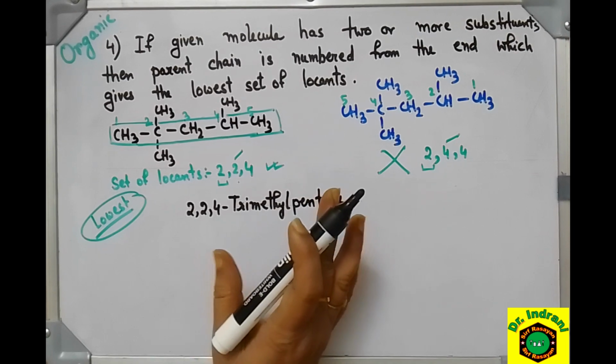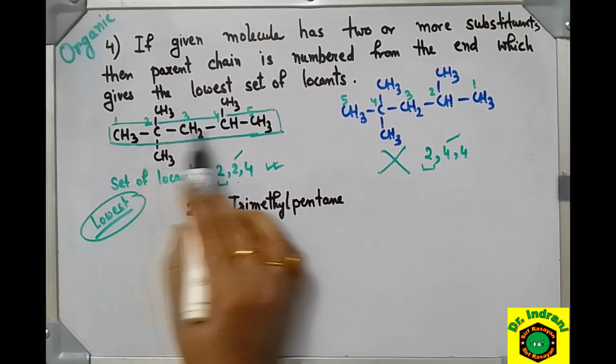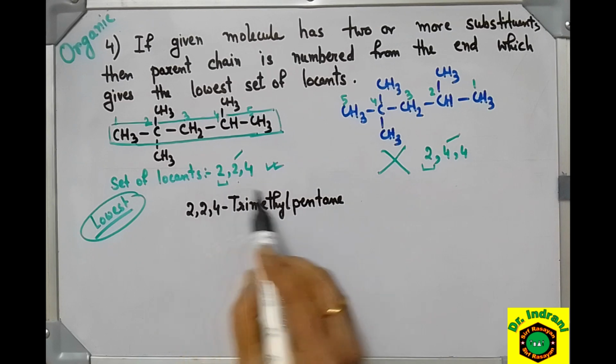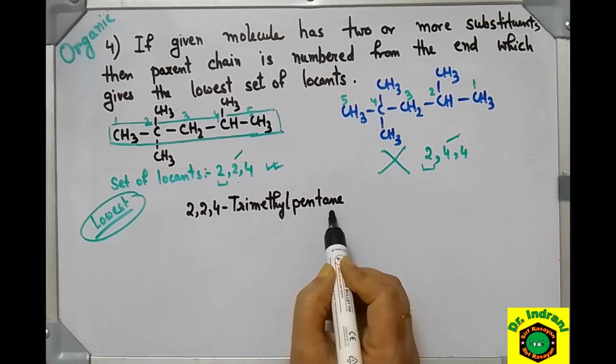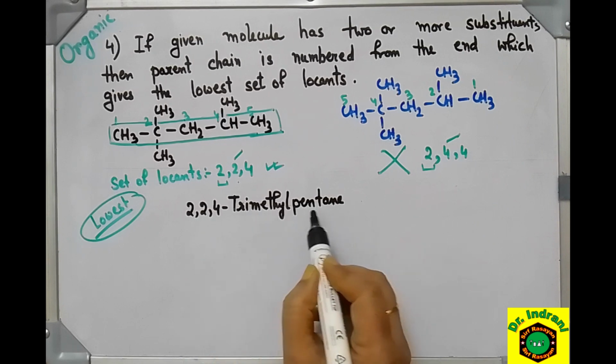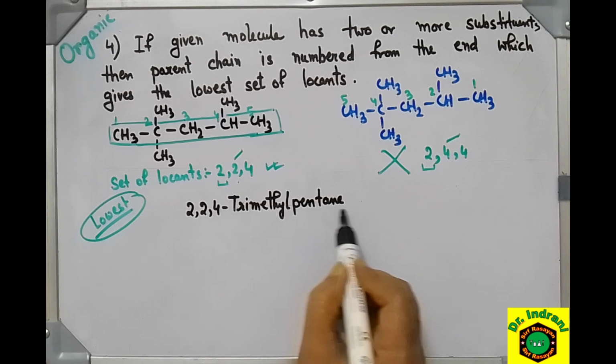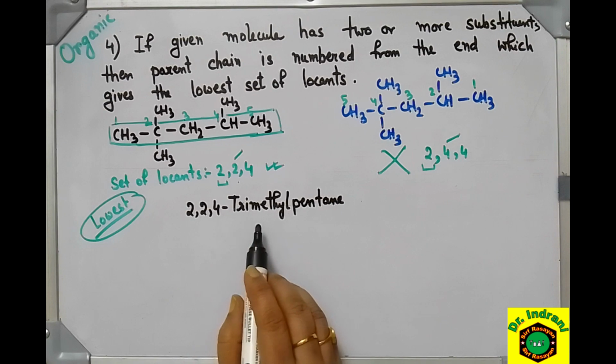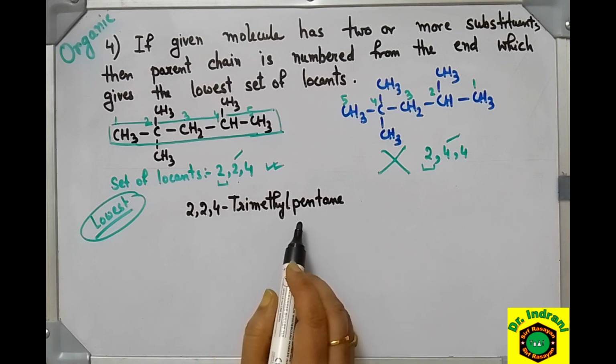How many methyl groups are there? Trimethyl. Main chain, the basic chain, 5 carbon atoms are there, pent, and it is saturated, so ane. So this is prefix, word root, suffix. 2,2,4-trimethylpentane.